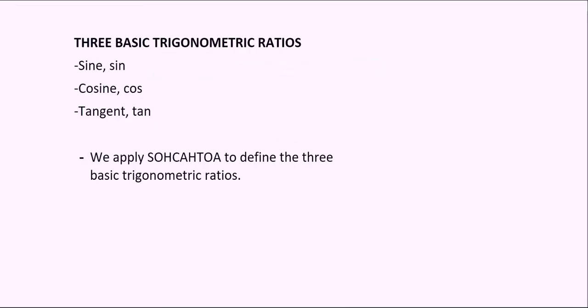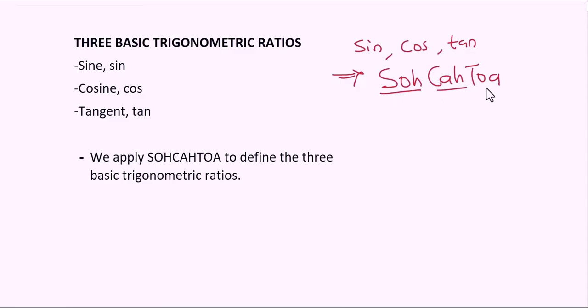Three basic trigonometric ratios. We have the sine, we have cosine, which is cos, and then we have tangent, which is tan. We apply SOHCAHTOA to find the three basic trigonometric ratios. We said we have sine, cos, and tan. And then we use SOHCAHTOA to define these three basic trigonometric ratios. So this is the first one, the second, and the third.